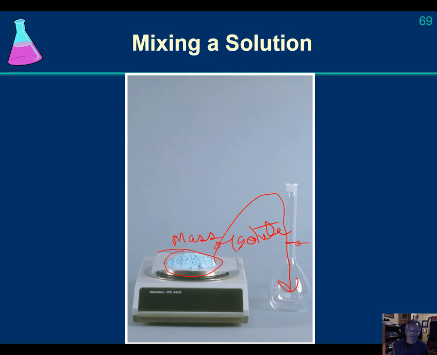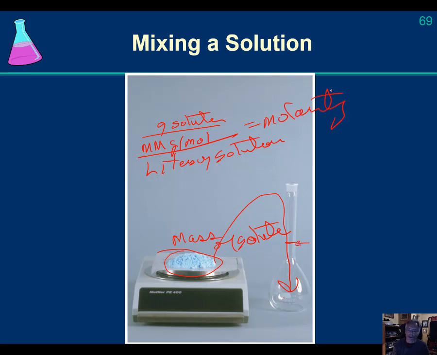Make sure all your solute dissolves, and you'll be able to calculate the molarity of your solution based on having grams of solute. This will be grams of solute divided by the molar mass of your solute, which will be in grams per mole, and that will be divided by liters of solution. And from that, you will get the molarity. So that's what we're going to do right now.